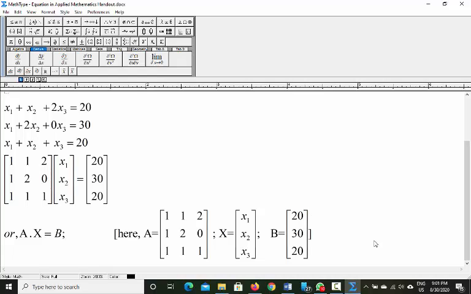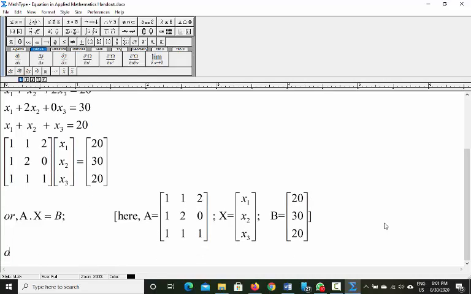So we have assumed it like that. This one is A, this one is X. So A multiplied by X is equal to B. Obviously we want to find out the values of this column vector, the values of these variables. So that means we want to find out the value of X.